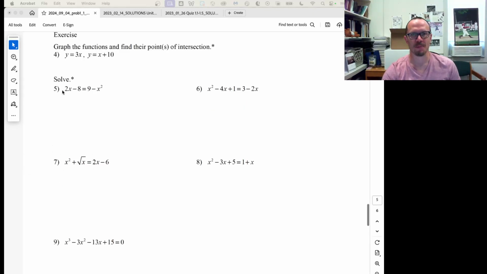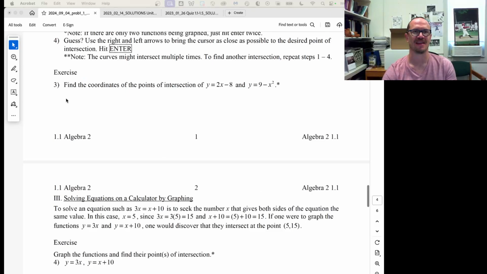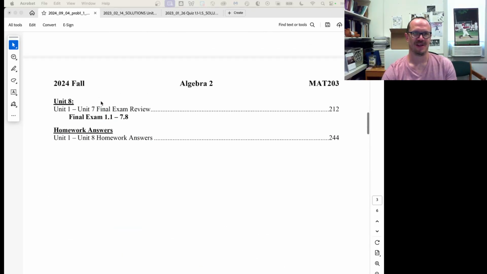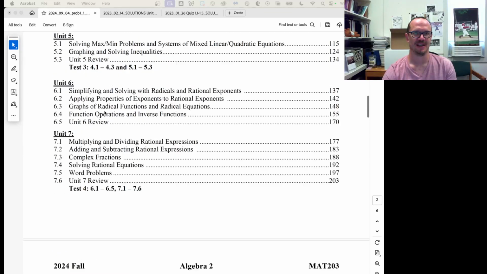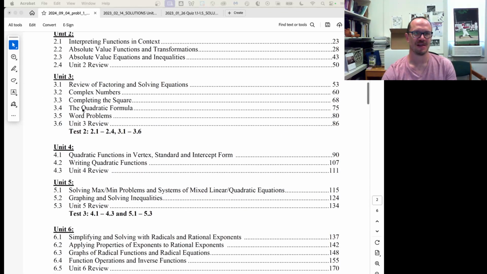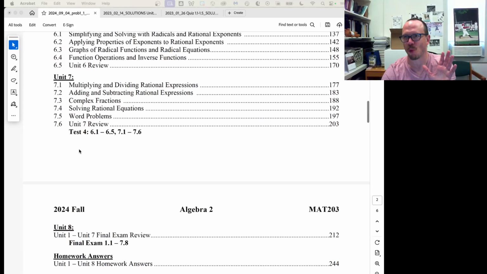But number 5 is a quadratic, and it looks like, oh, I could solve it with the quadratic formula or completing the square or factoring or all these techniques. Excellent, but you don't need to know any of that stuff yet. Quadratics is coming up. If you go back to the table of contents, Unit 3 is where we start quadratics, and Unit 4. So we're way away from that.